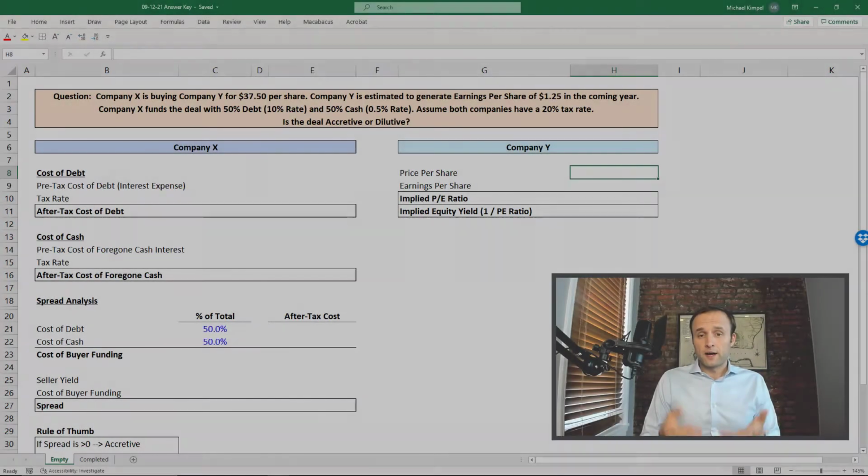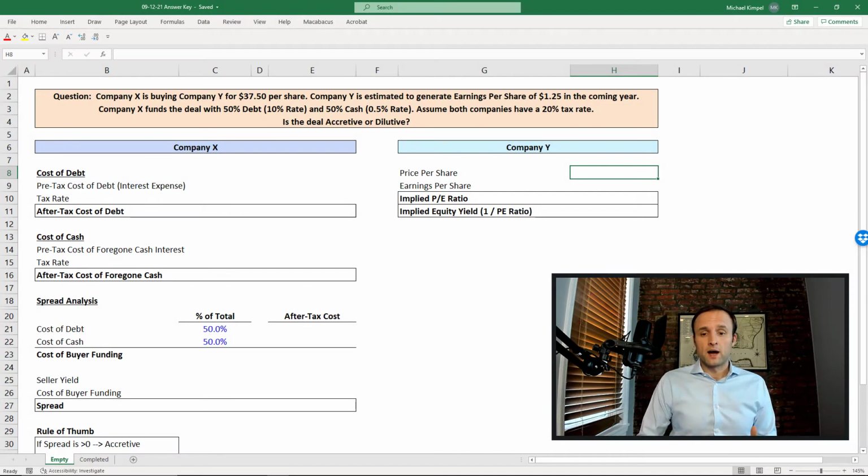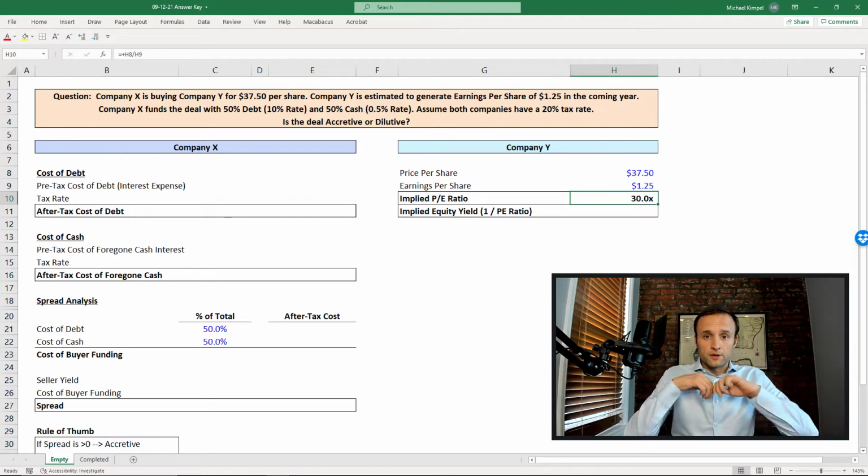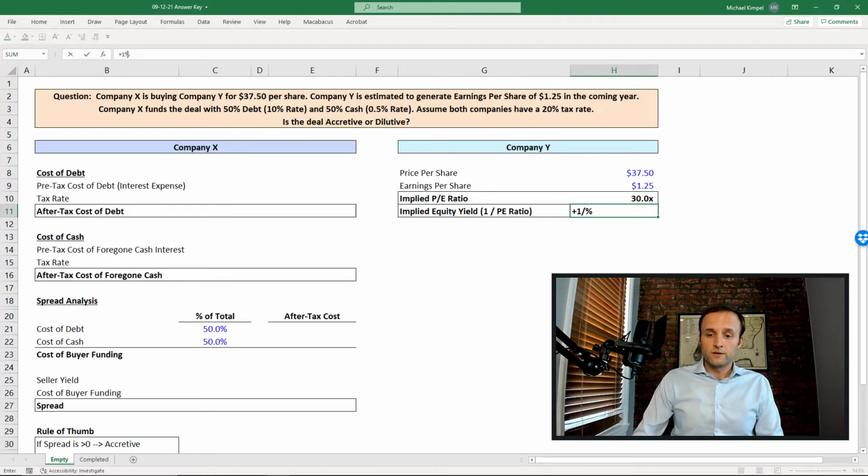So let's start by figuring out what yield we're going to get when we acquire Company Y. So we'll start on the right-hand side here. We're buying Company Y stock at $37.50 a share. The company's expected to generate $1.25 a share. So we divide those two to get to a 30 times price to earnings ratio, and we're going to flip that ratio. So we'll take 1 divided by 30 to get to a 3.3% yield. So this is a public company deal, and when we acquire Company Y stock, we're going to receive this yield. So our financing cost has to be below that yield in order for this deal to be accretive.